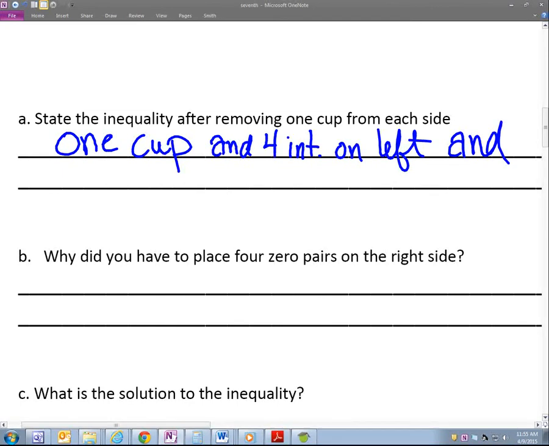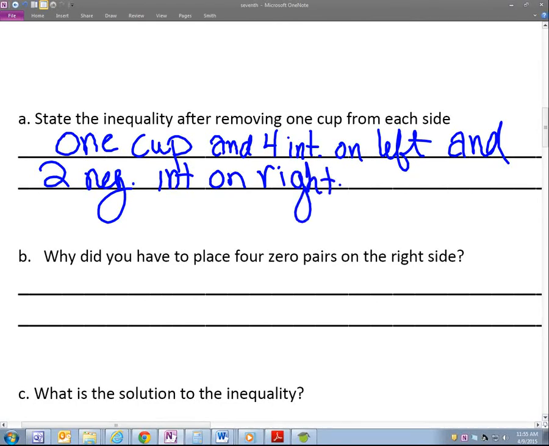And 2 negative integers on the right. And I'm sure a lot of you just wrote this, which is x plus 4 is greater than -2. And if you had that, you're cool.